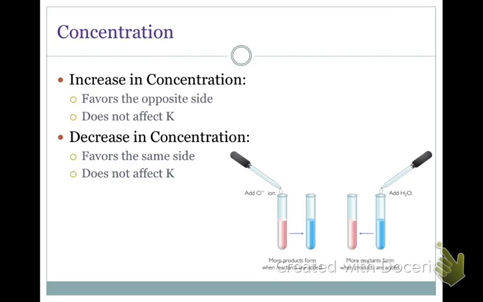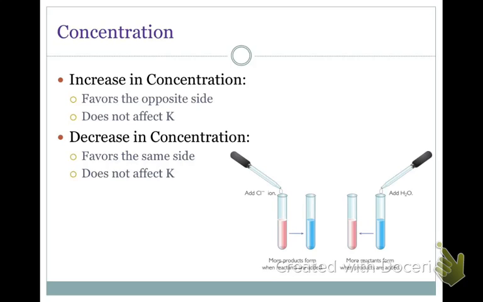If you decrease the concentration, so again, you have your pen in your hand, your fingers are right in the middle supporting it. If you decrease the concentration, say for the reactant side, it goes up, and it favors that same side. It favors the reactants. And of course, this does not affect the K.